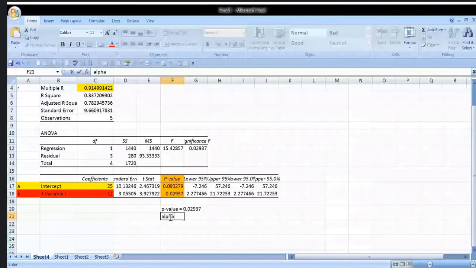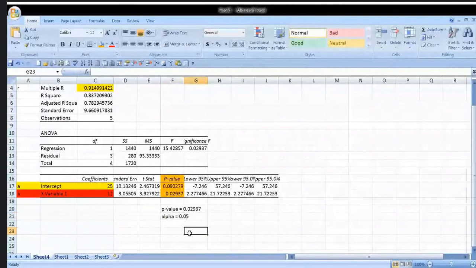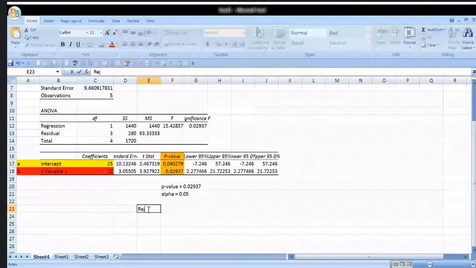I think you still remember: reject H0 if p value is less than alpha. For this one, the p value is 0.029 and alpha is 0.05. Reject or not? Reject. Right, the answer is reject.